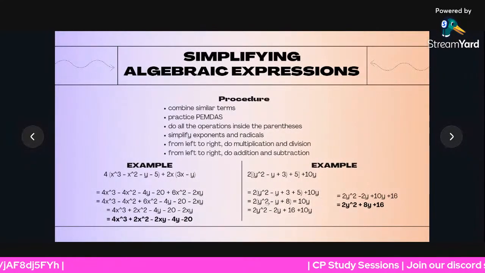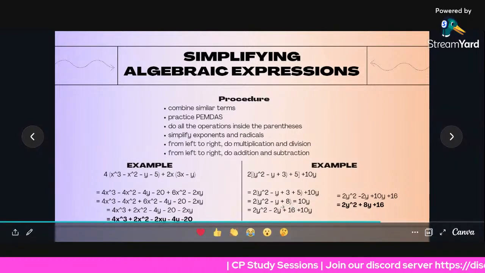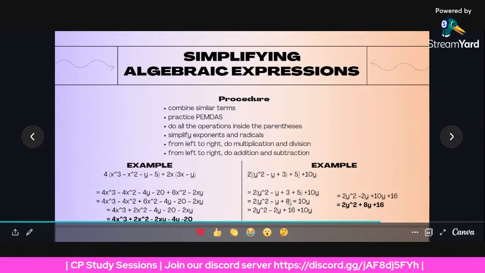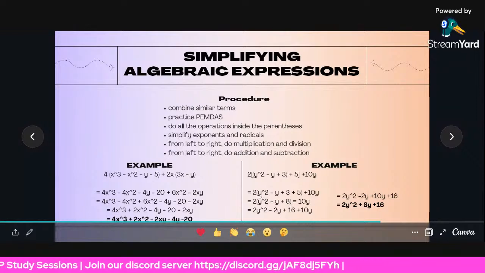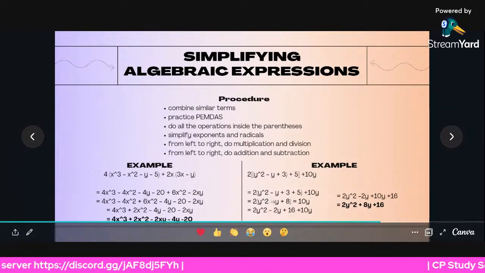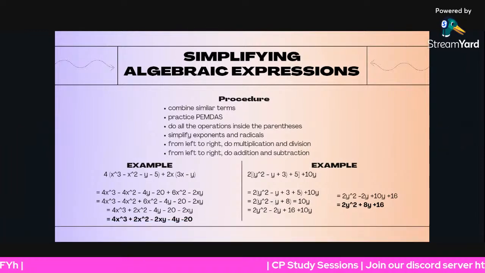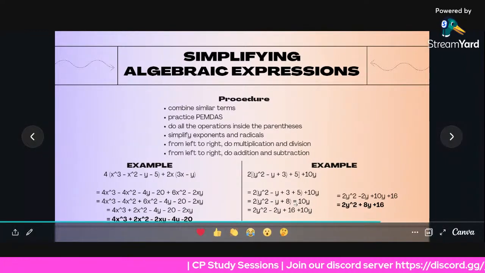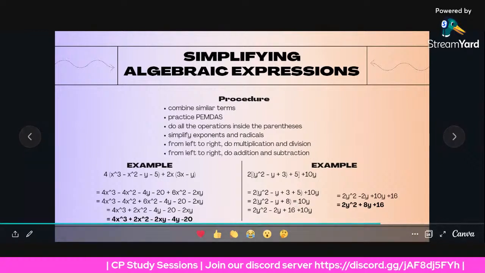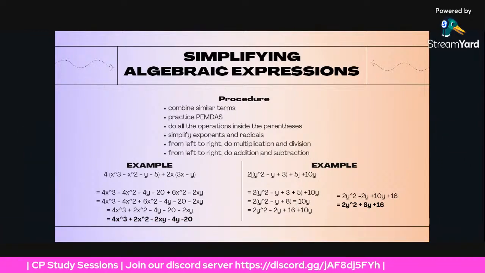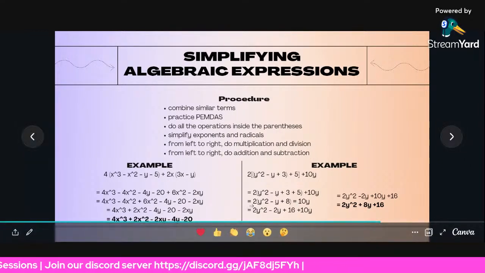So, next, we combine the like terms. 3 plus 5 is equal to 8. Since y squared and negative y are different terms, we won't touch them for now. After that, sorry, there's a typo again here, that should be addition. Let's proceed to the distribution of 2 to each term.